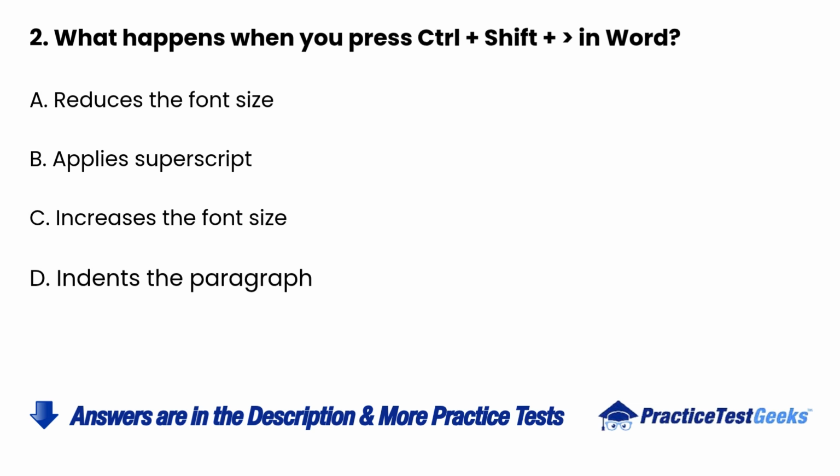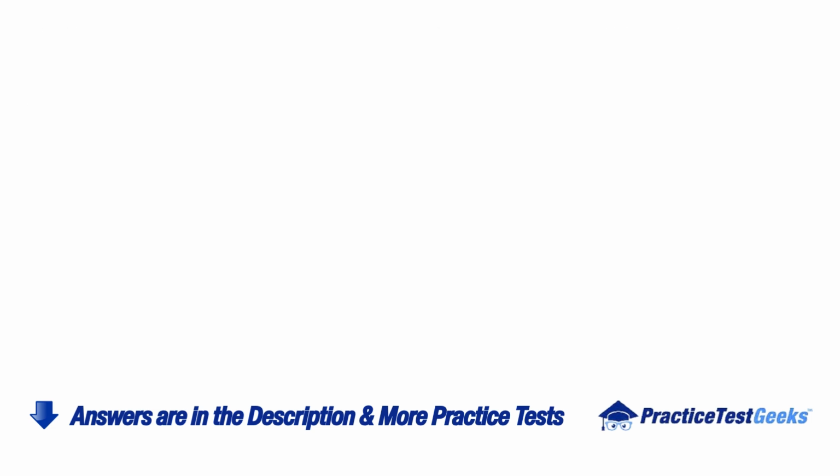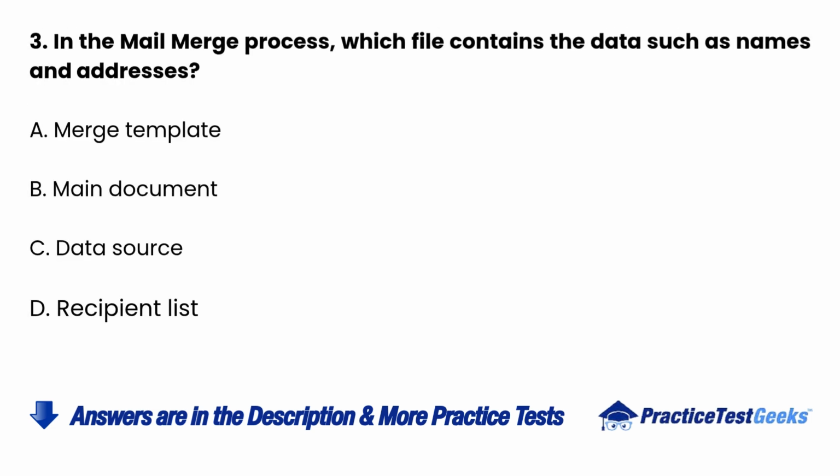A. Reduces the font size. B. Applies superscript. C. Increases the font size. D. Indents the paragraph. 3. In the mail merge process, which file contains the data such as names and addresses? A. Merge template. B. Main document.